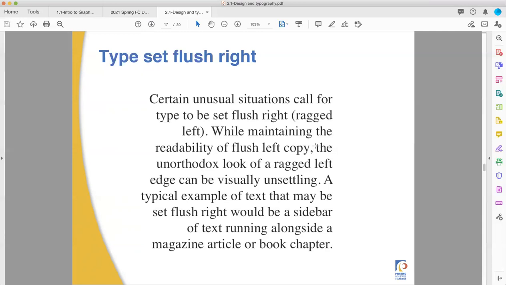Again, it's good for sidebars and photo captions when it's going next to a picture because it calls attention to the right edge, because people aren't used to seeing that.